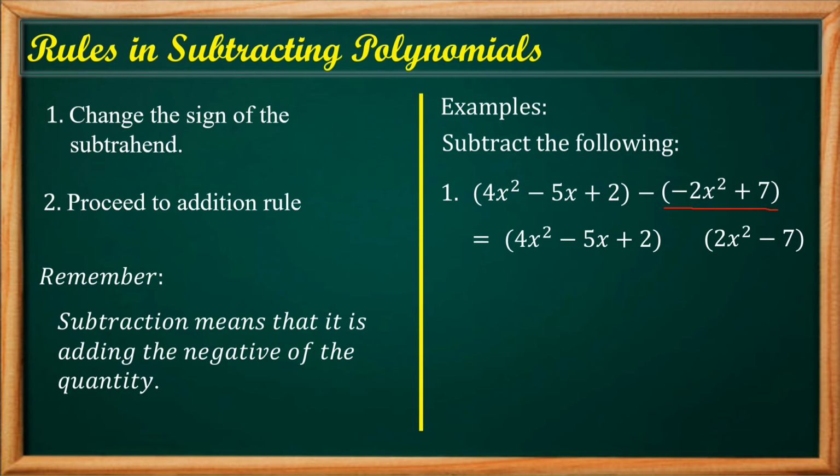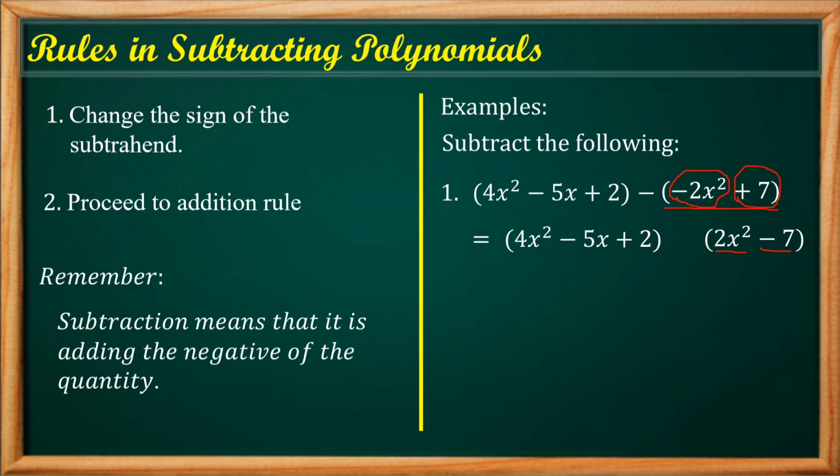As you observe, ito lang. Di ba ito is negative 2x squared? Ano ba yung opposite ng negative? Di ba positive? As you observe, it becomes positive 2x squared. Then, ito is positive 7. The opposite niyan is negative 7. Okay, yun ang the first rule.